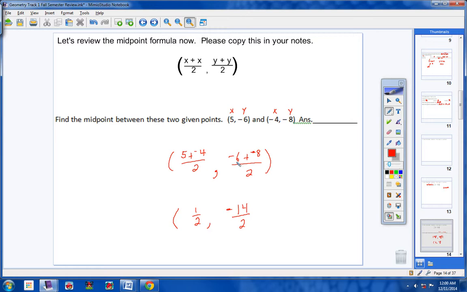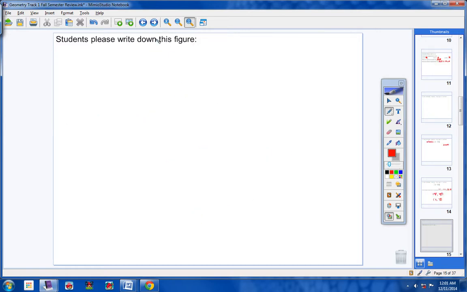So negative 6 plus negative 8 is negative 14 over 2. Alright, so your final answer would look like this. 1/2, comma, negative 7, okay? Because negative 14 divided by 2 is negative 7. Okay, so students, that is how you find the midpoint between 2 given points. Okay, let's go ahead and move on.